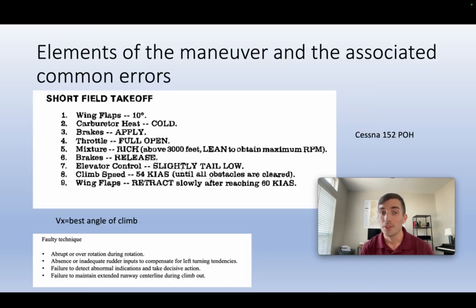All right, so for the 152, this is the procedure for a short field takeoff. This trumps anything in the single engine land maneuver guide because this is how the airplane was certified. So flaps 10, carb heat cold, brakes apply, throttle full, mixture rich. If we're above 3,000, we'll lean it a little bit for full power, release brakes, and then elevator control slightly low, so just the slightest bit of rotation so we can lean into that 54 knot climb out speed. And then after all obstacles have been cleared, retracting the flaps and pitching for 60 knots.